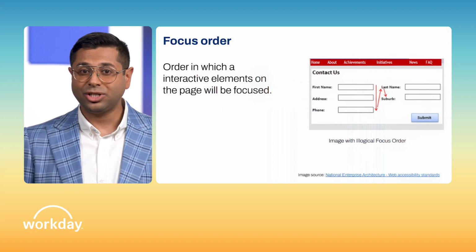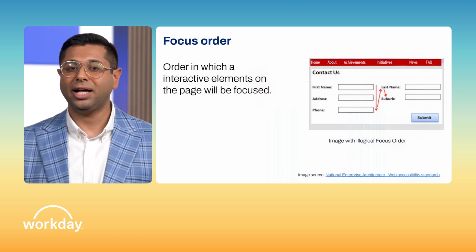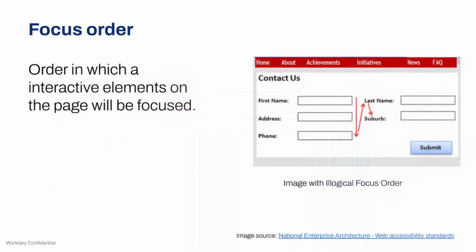Focus order is another critical aspect of web accessibility. It refers to the sequence in which the interactive elements on a web page receive focus when a user navigates using the keyboard, typically with the tab key. A logical and predictable focus order is essential for users who cannot use a mouse, including those with visual disabilities who rely on screen readers.